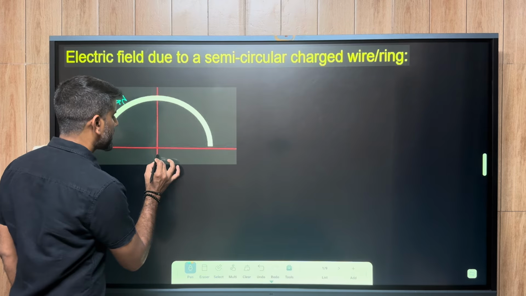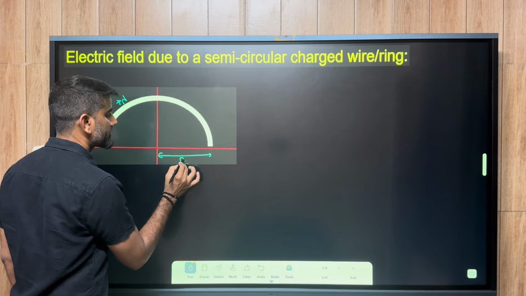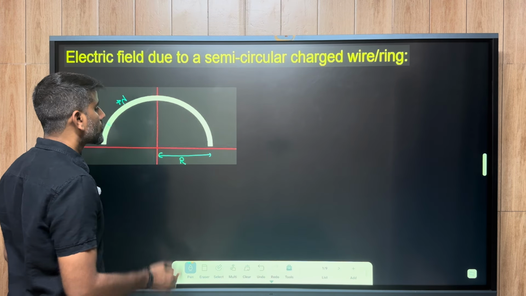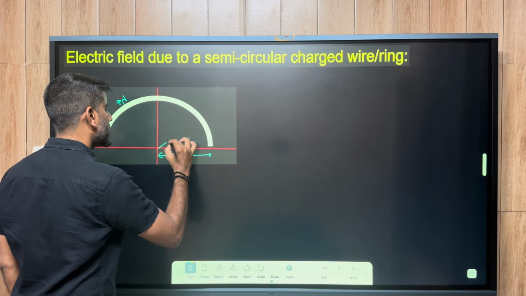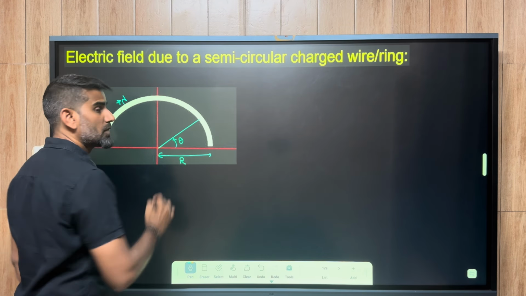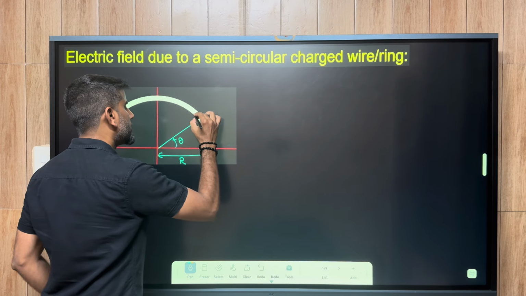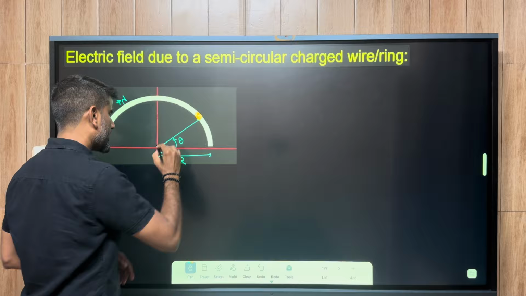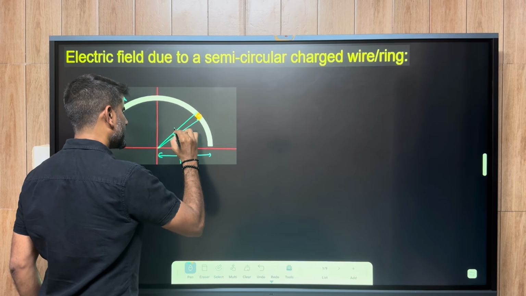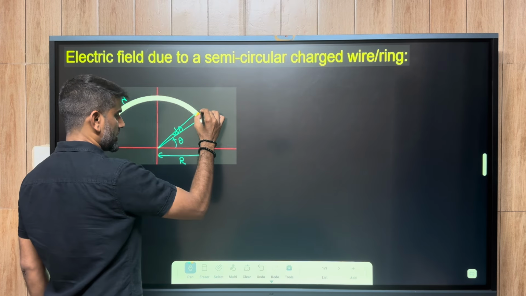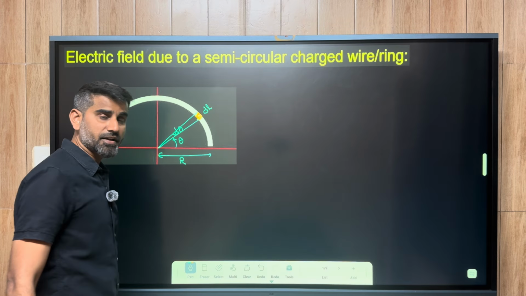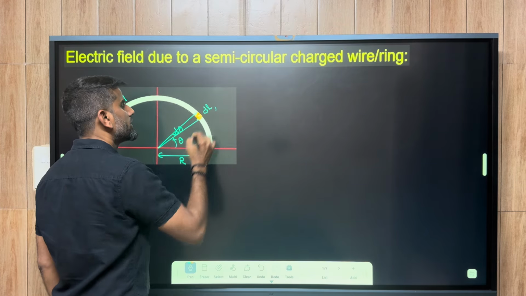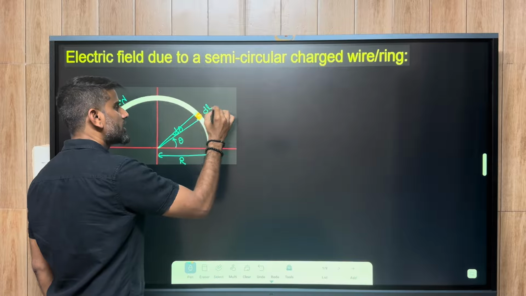Now let us assume the radius of this semicircular wire is r. I'm going to take an angle theta, and I'm going to consider a small element here, which subtends an angle d theta. The length of this element is dl. I can call this element a small circular arc of arc length dl. And let the charge on this small element be dq.